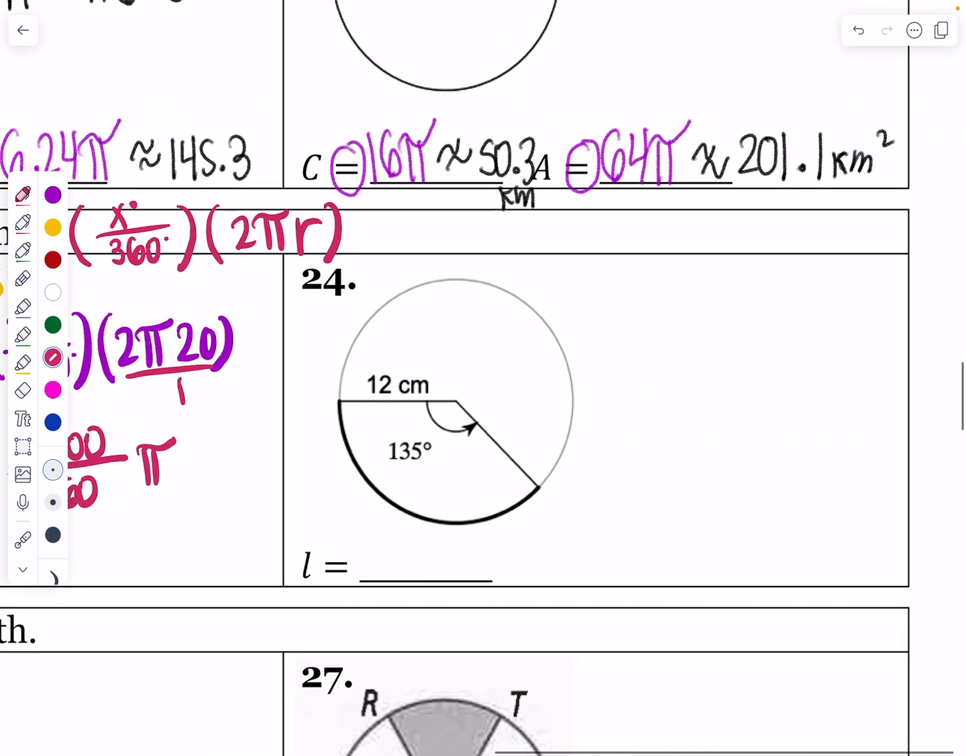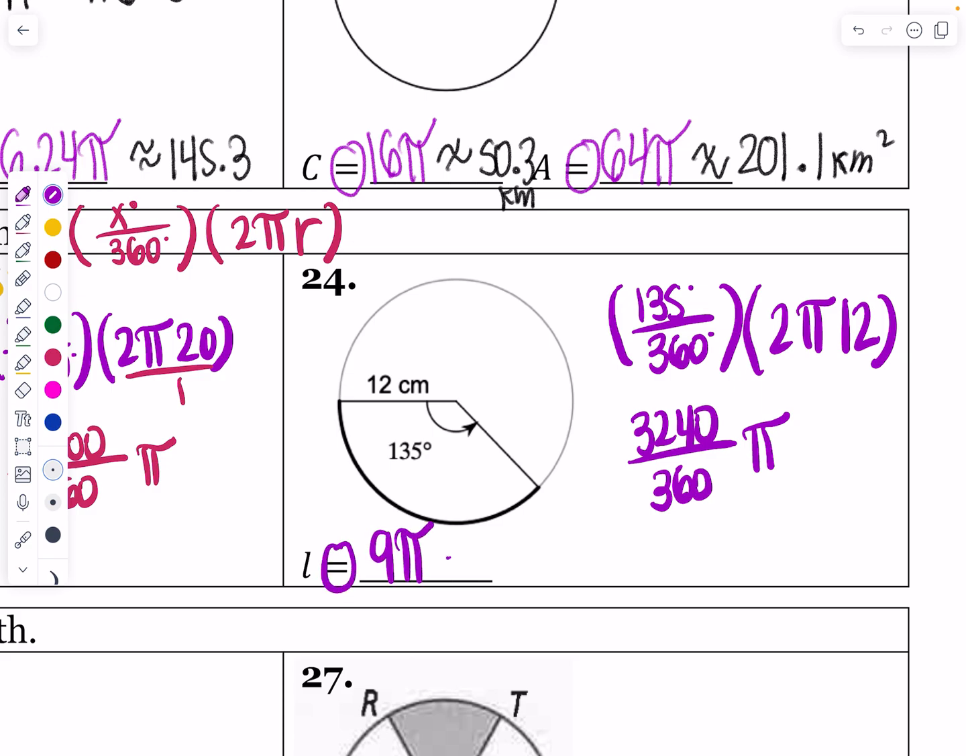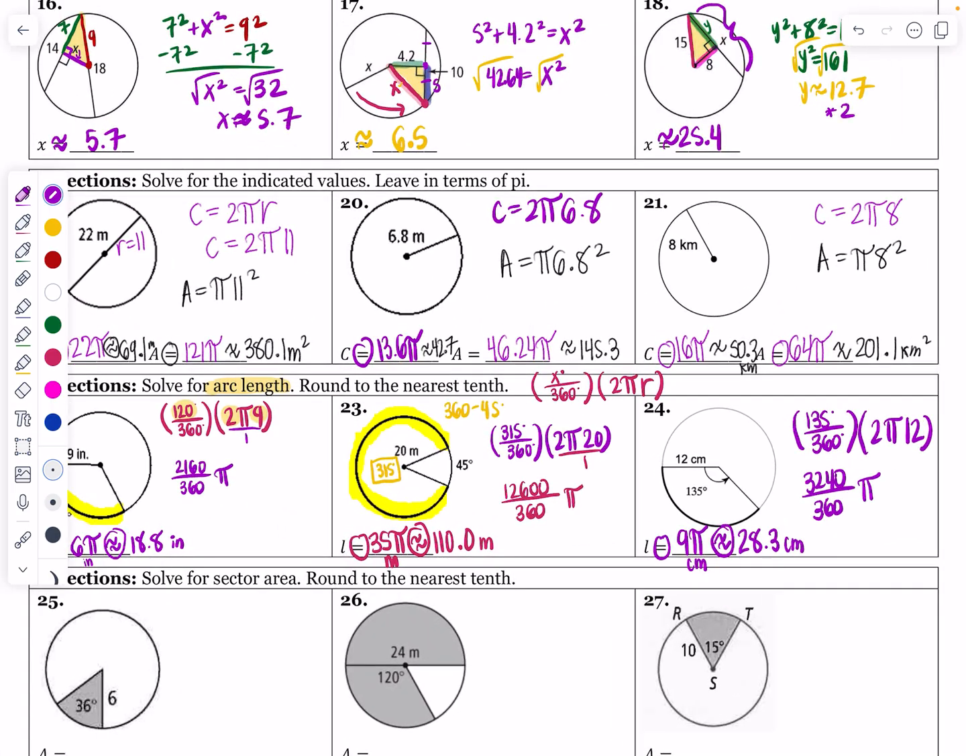All right, number 24. This arc is 135 degrees out of 360. So we're working with that portion of the circumference, which is 2 pi r. That's going to be 135 times 2 times 12. That's going to give me 3,240 over 360 pi. And so when I simplify that, that is going to give me exactly 9 pi, which is about, times pi, that is going to round to 28.3 centimeters. Okay, so I have my exact answer and I have my rounded answer. That is for the arc length.